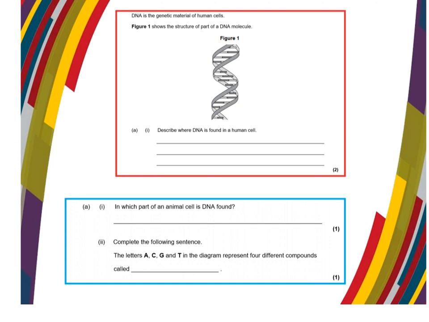So on this page here, we've got 2 exam style questions. We've got one in the red box and one in the blue box. So what I'd like you to do is firstly have a read of the questions and then have a go at answering them. They're both quite short questions, only worth 2 marks. So pause the video now and give yourself about 5 minutes to have a go at them and jot the answers down in your book, and then we'll review them together in a moment.